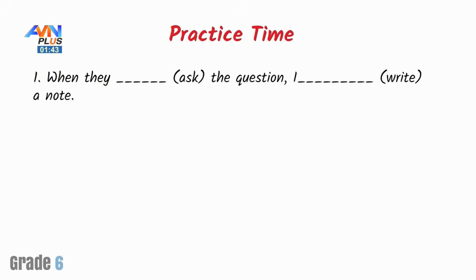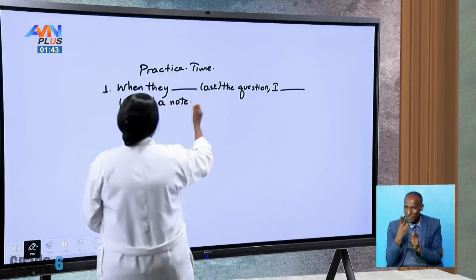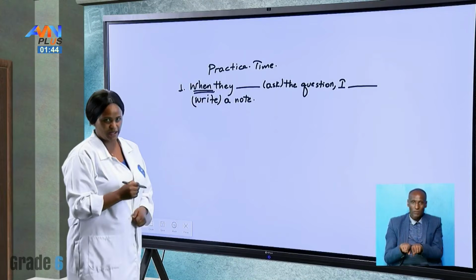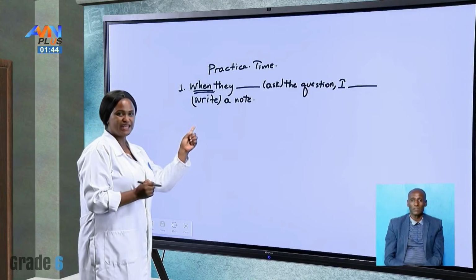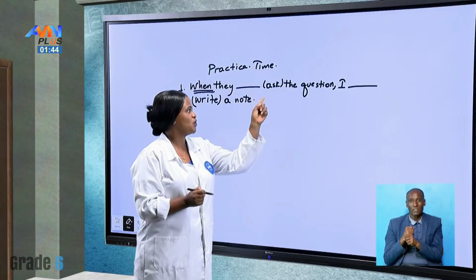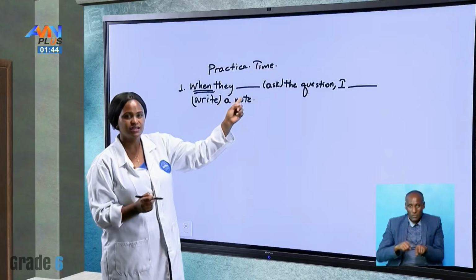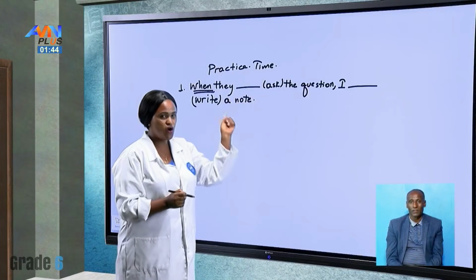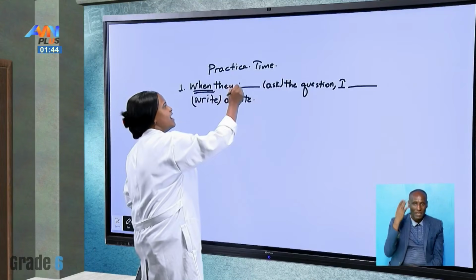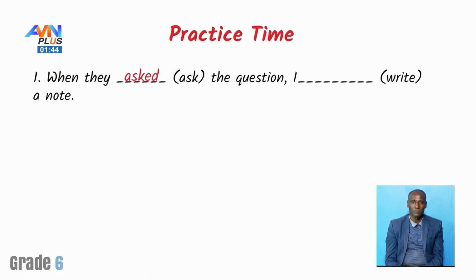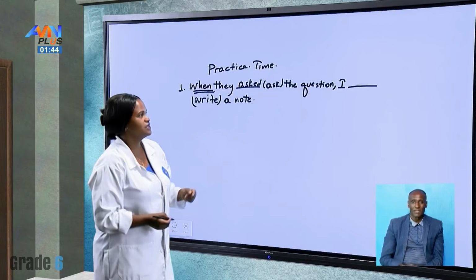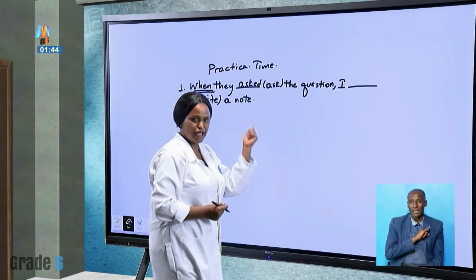Let us check your answers. When they blank. Now what do we have here? On the first one we have what? When. And we said that when is followed by a short action. So that means this one is the shortest. So how do we say? When they were asking or asked? Simple past. Very good. When they asked the question, yes? Then I blank write a note.